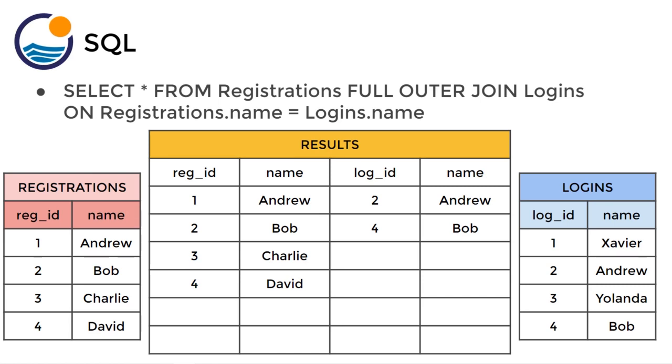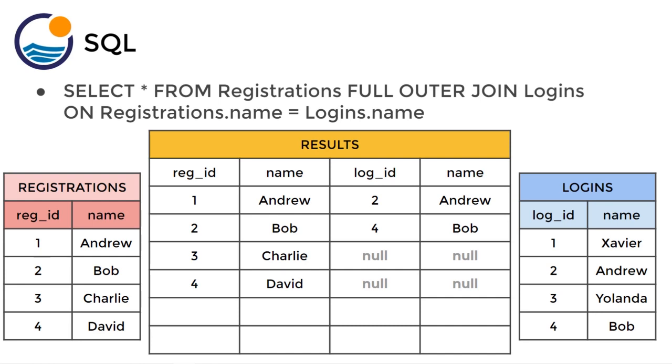Now the issue we arise with is that we didn't have a Charlie or David in logins, but we're still asking for everything. So what SQL ends up automatically doing for us is filling this in with null, essentially clarifying to you that there was no value present. So there was no Charlie or David in the logins column.